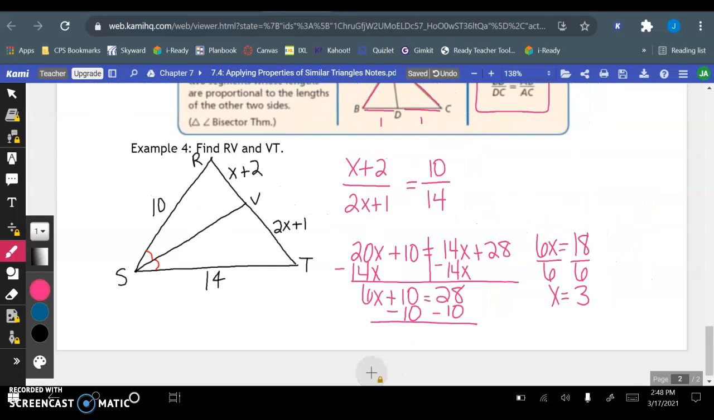So I have to use that then to plug in for x. So R to V is x plus 2, so that's 3 plus 2, so that would be 5. And then V to T is 2 times x plus 1, so 2 times 3 plus 1 would be 6 plus 1 is 7. So there's my two side lengths.